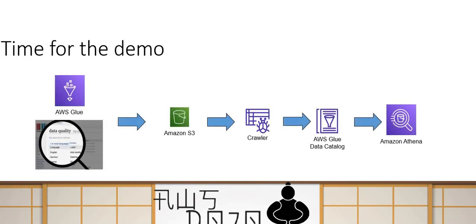Now, time for the demo. This was a very small concept, but I wanted to show and explain it so that if you come across this kind of requirement, you know how to handle it. What I'm going to do here is run a data quality assessment on data stored in an S3 bucket, then store that evaluation in an S3 bucket, then use a crawler to catalog it, and then use Athena to query it.